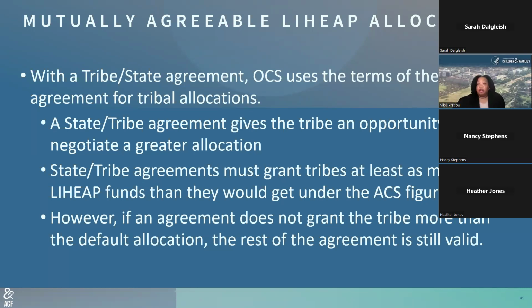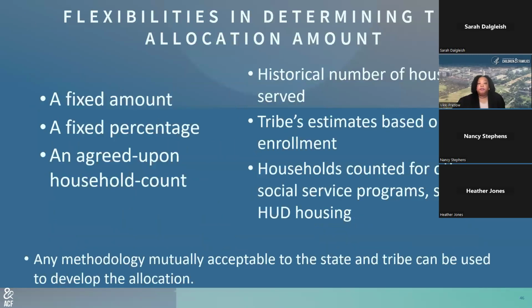Also, tribal programs should not worry about any possibility that entering into one of these agreements would reduce their allocation, because these agreements must grant tribes at least as much as they would get under the ACS figures. It must be noted, however, that once negotiations are complete, if the agreement does not grant the tribe more than the default allocation, then all of the other terms in the agreement are still valid. So that calculation would not invalidate any other parts of the agreement. Next slide.